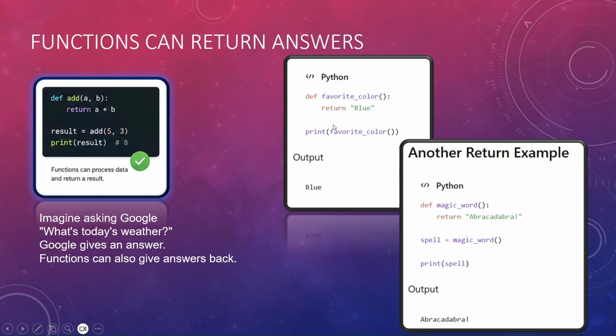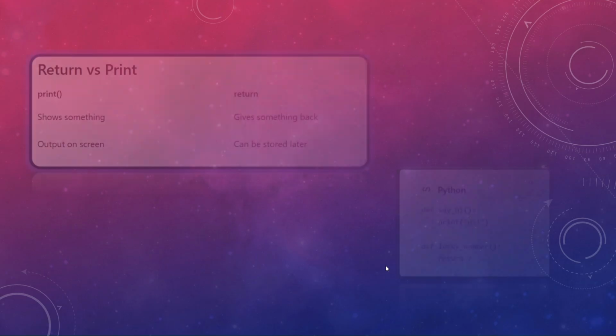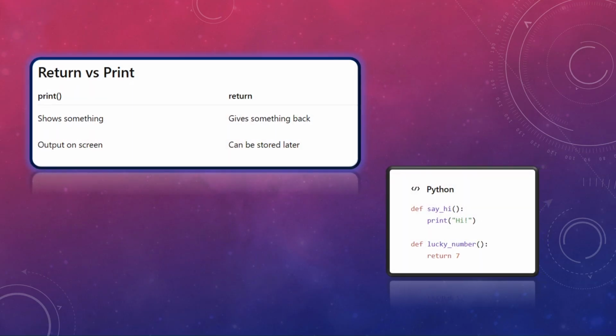Favorite color, return blue. So this will return blue whenever it is called. Here it is magic word abracadabra, and as soon as you call it, it will print abracadabra. Okay, next we'll see, we have seen two types, return values and no return values. So mostly whenever there is no return, we usually give print statements within that. So what we have seen in the previous examples, we did that, right?